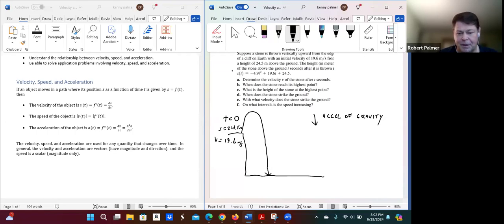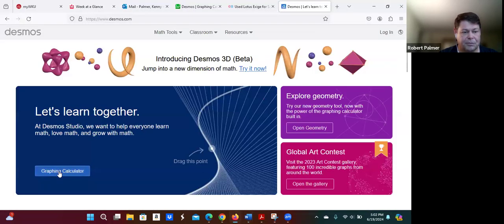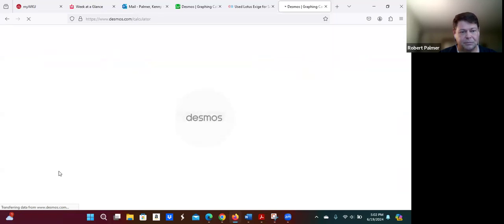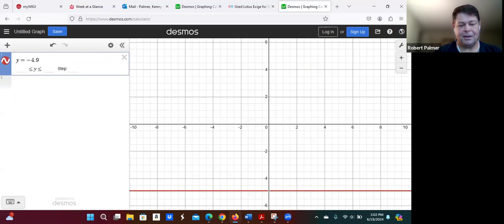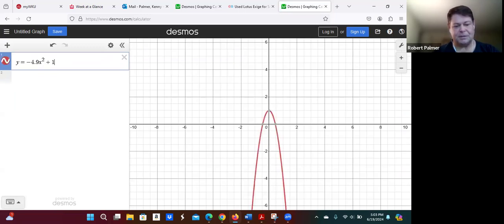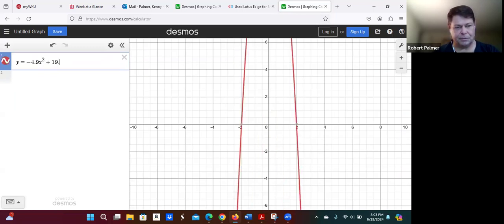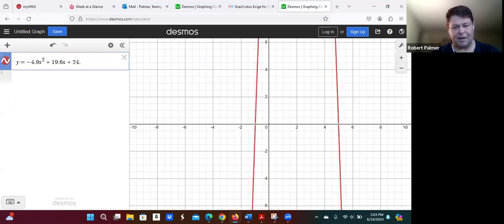Let's go over to Desmos. Let's actually plot this and see what it looks like. Okay, so y equals, which is in terms of x, but still think of x as our t. So y equals negative 4.9 x squared plus 19.6 x plus 24.5.